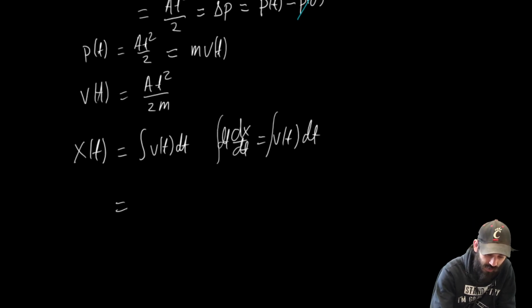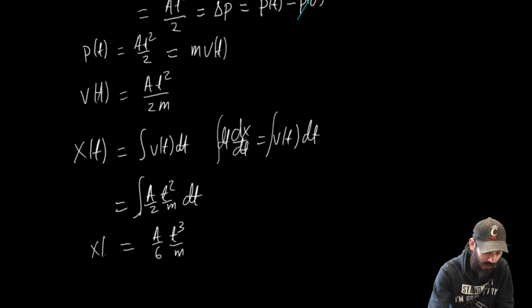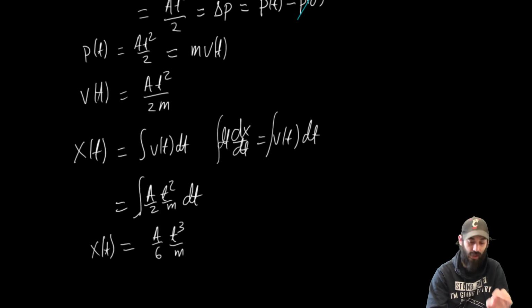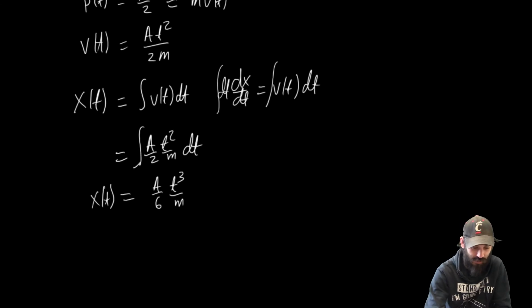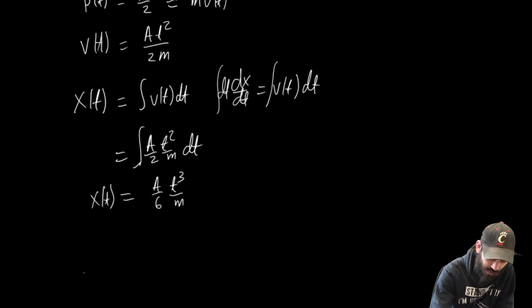Okay, so this says that this is going to be a over 2 t squared over m, integral dt. And so this is going to be a over 6 t cubed divided by m plus the constant of integration. In general, we're going to say that that's equal to 0 because we're choosing our coordinate system so that we're beginning at t is equal to 0. Now, to find what the velocity is after we've gone this distance d, this is just applying kinematics now.